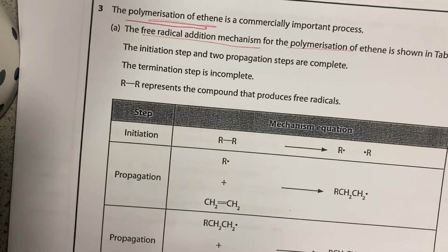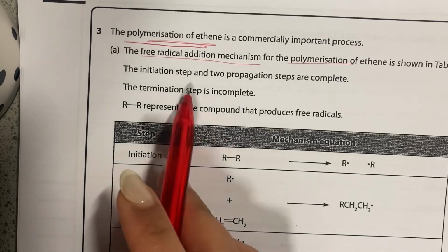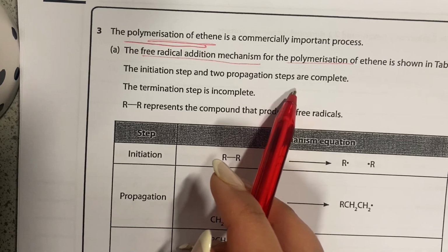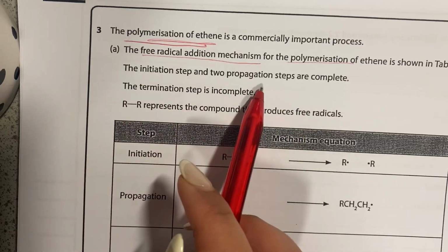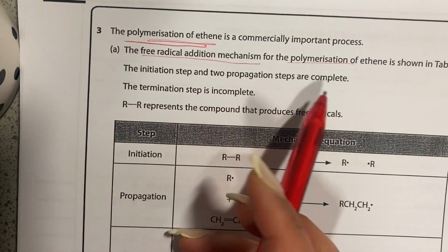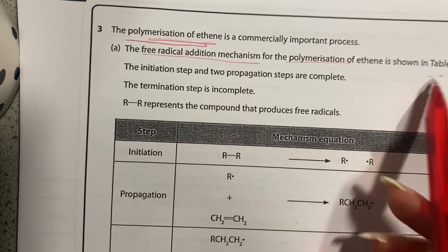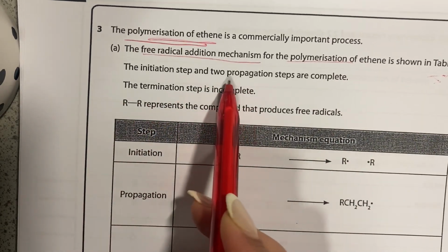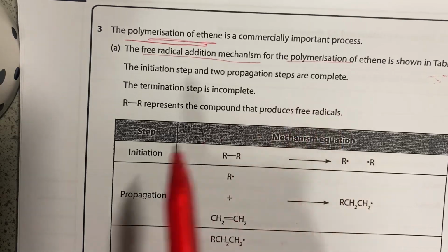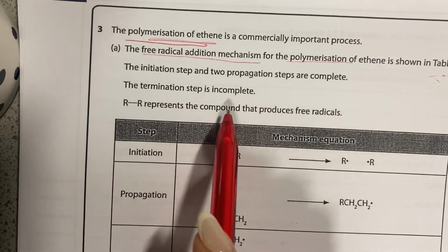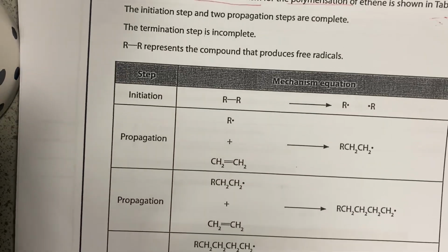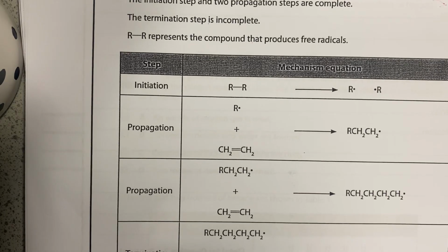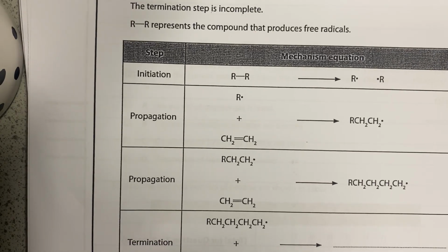Right guys, so let's just go through this question. It says the polymerization of ethene is a commercially important process. The free radical addition mechanism for polymerization of ethene is shown in table 2. The initiation step and 2 propagation steps are complete. The termination step is incomplete. The RR represents the compound that produces free radicals.